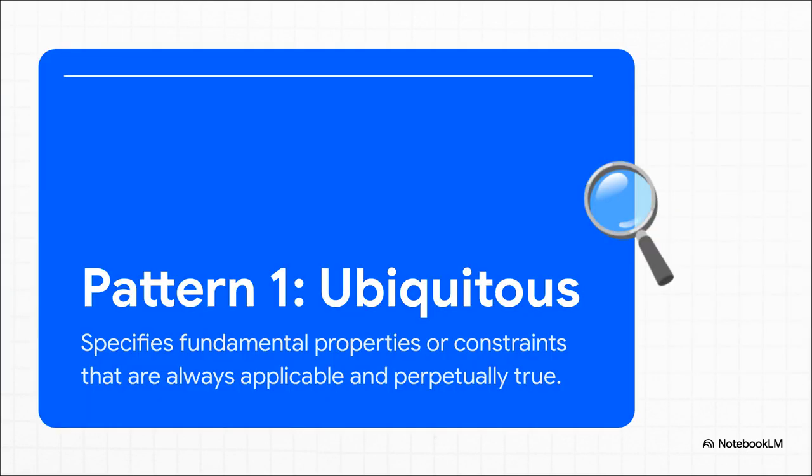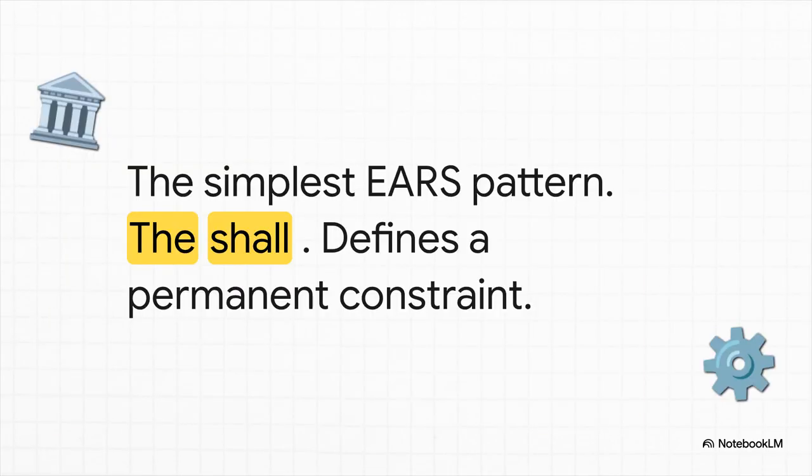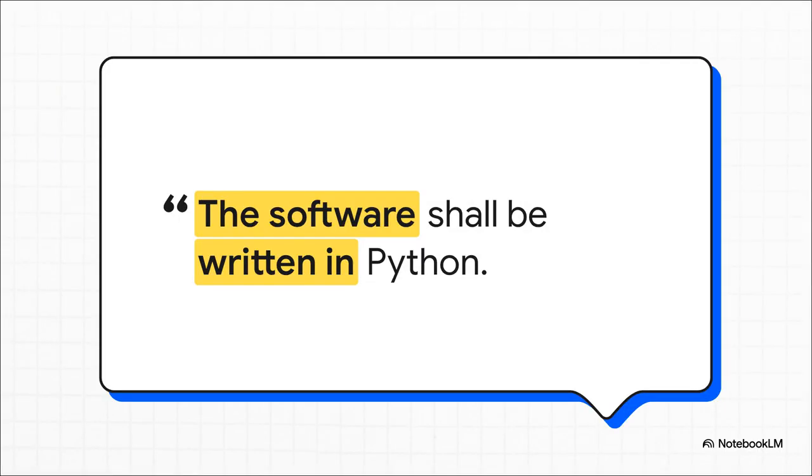All right, let's look at the first one, ubiquitous. This is for the basic fundamental rules of the system, the things that are always true. The structure is just incredibly clean and direct. It's just, the system shall do this. No conditions, no loopholes. So, for example, the software shall be written in Python. See, that's a permanent, non-negotiable fact about the system. There's absolutely no room for misinterpretation there.